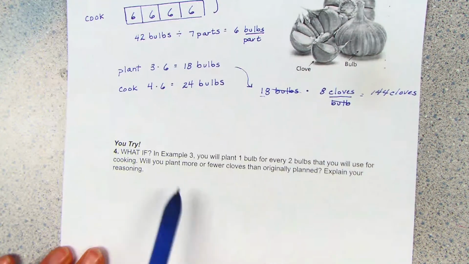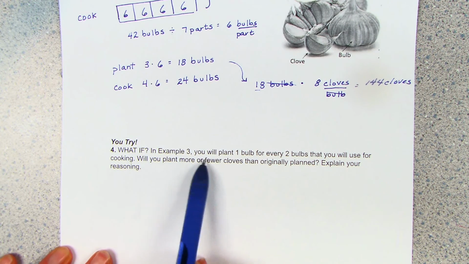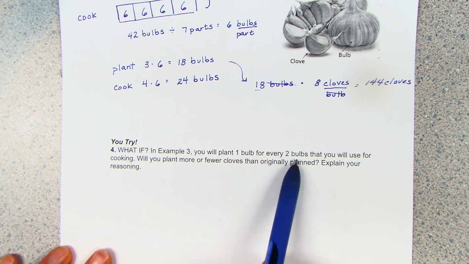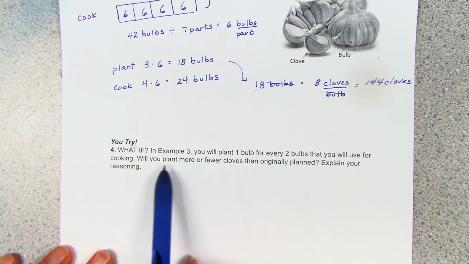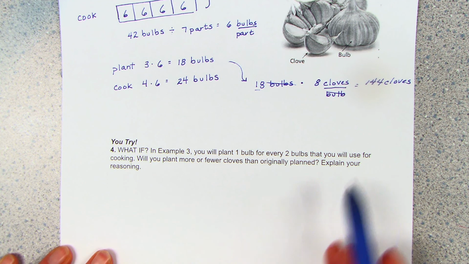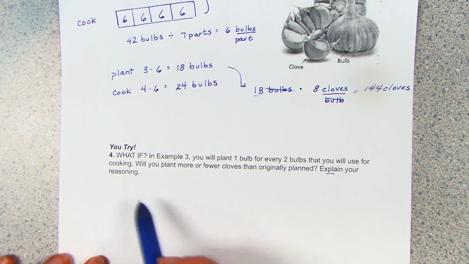All right, now it's your turn. What if, in example 3, you just planted 1 bulb for every 2 bulbs that you used for cooking? Would you plant more or fewer cloves than originally planned? And you need to explain your answer. So a yes or a no is not acceptable. You need to actually do the work.